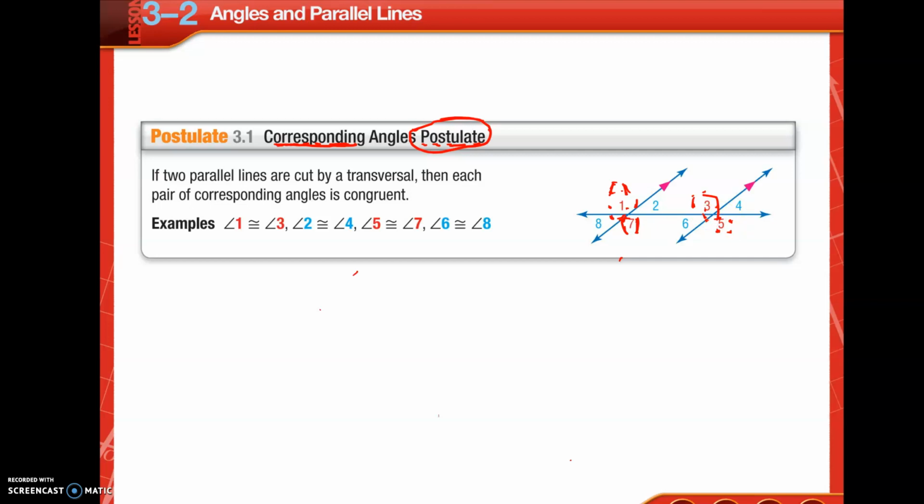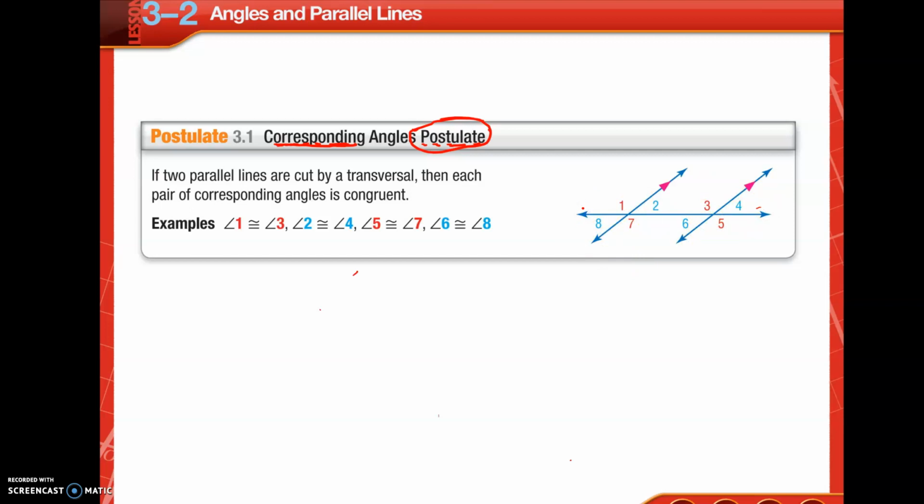And then what I know also is that 8 and 6 are congruent. And if 8 and 6 are congruent because they're corresponding, and 8 is congruent to 2 because it is vertical to that, then 2 and 4 are congruent. So all of these ones are congruent to each other, and all of these are congruent to each other, which then we can start seeing some different types of pairs there. So we've shown which ones are congruent to each other.